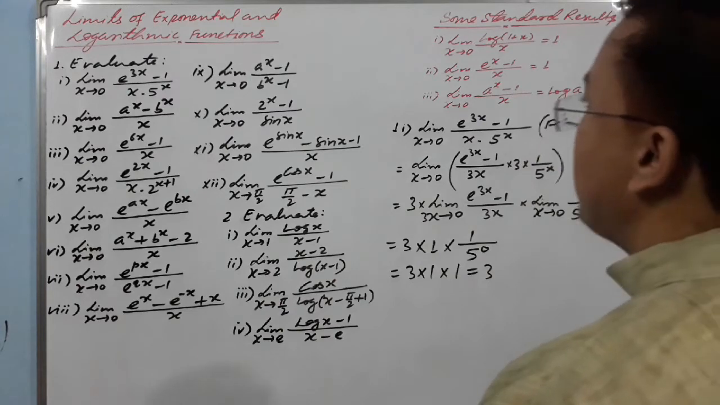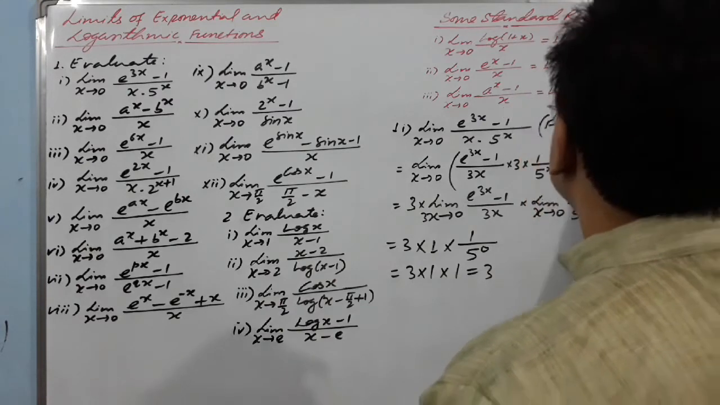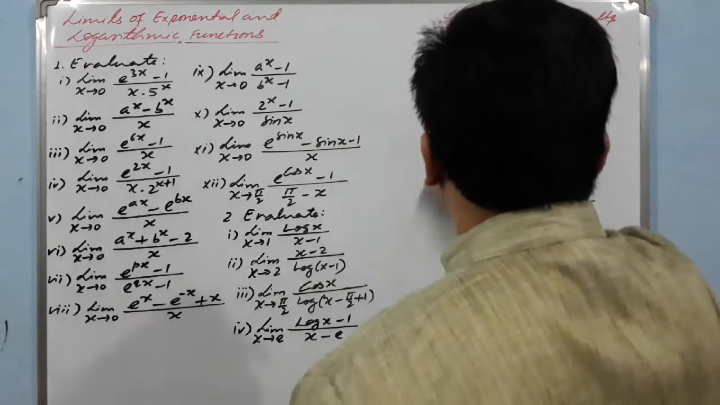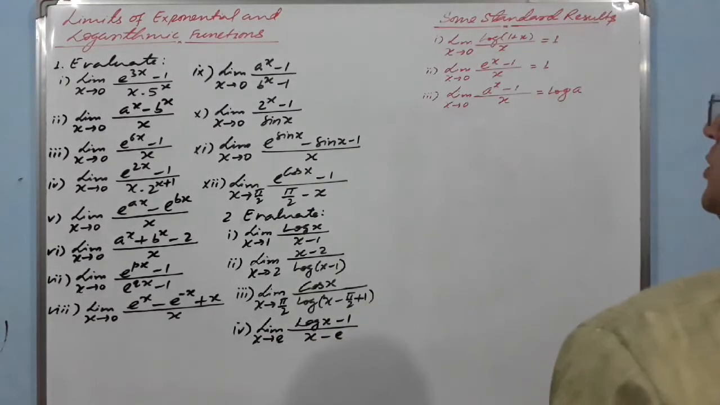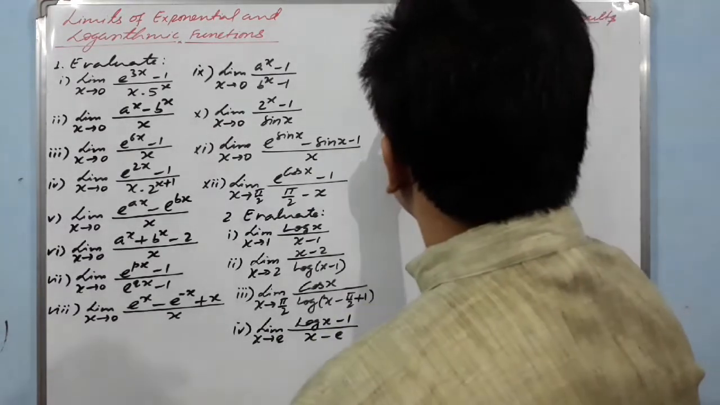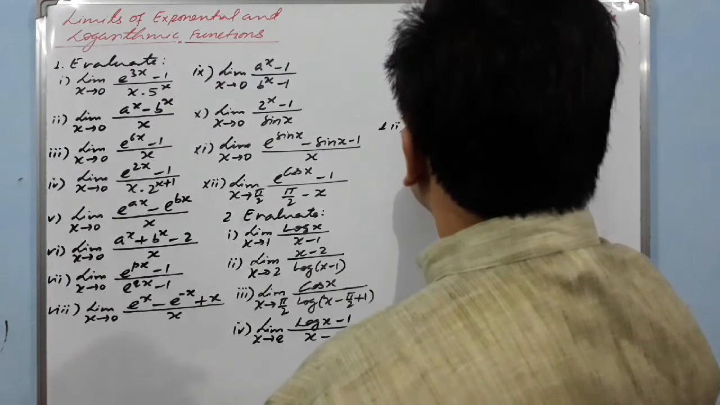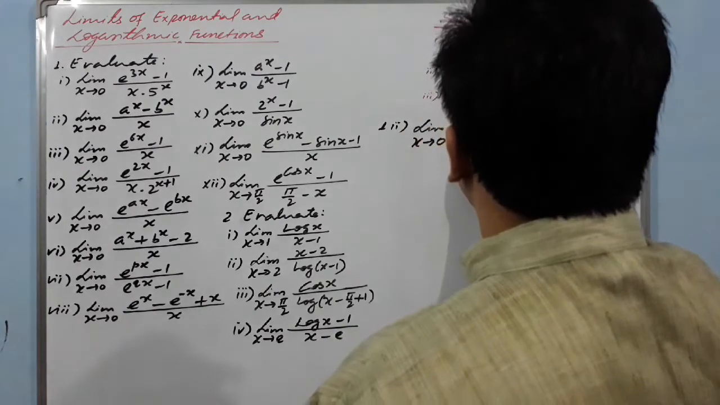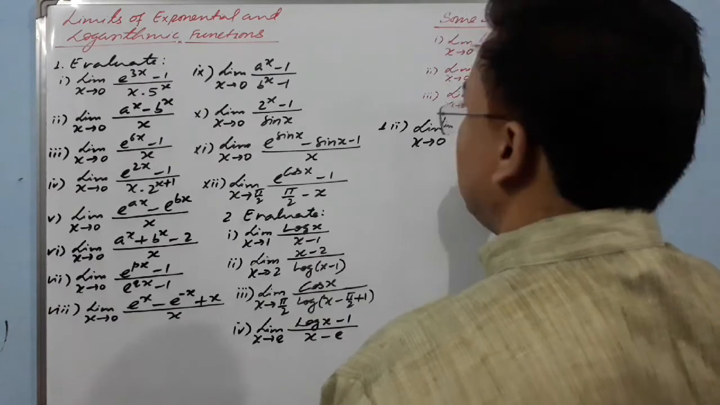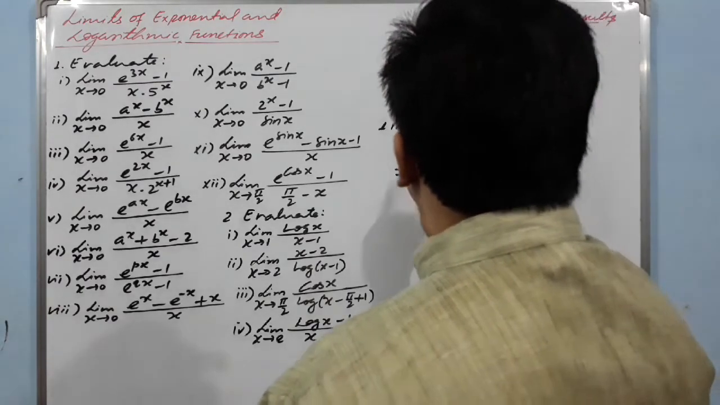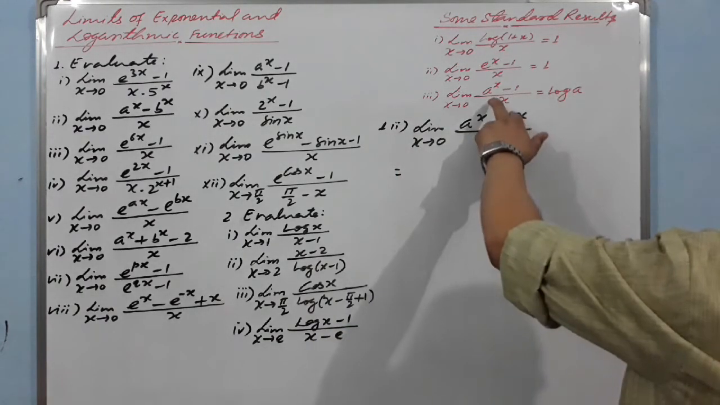Now I'm going to evaluate the second question. Question number 2. So easy question. Limit as x tends to 0, a raised to power x minus b raised to power x over x. So here we have to use this result.